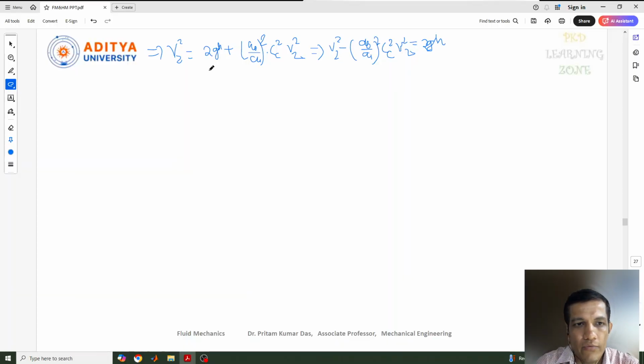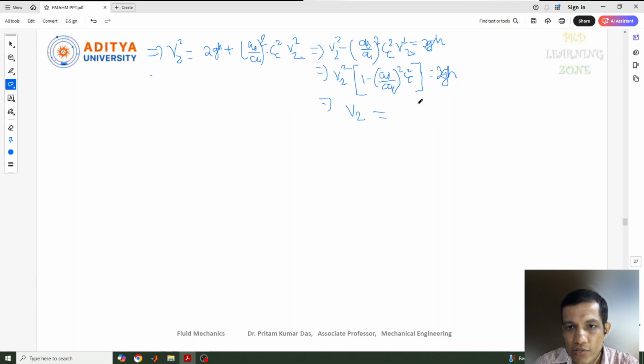Okay, now here I'll take the common of v2. So we get v2 square, square bracket start, 1 minus a naught by a1 whole square and Cc square as usual, bracket close, equal to 2gh. Now again I'll convert into the v2 term. So directly I'll write v2 square, so this 2gh divided by 1 minus a naught by a1 whole square into Cc square.